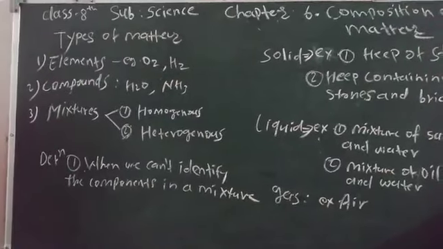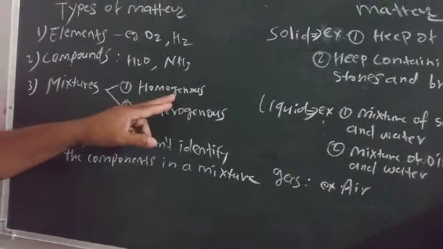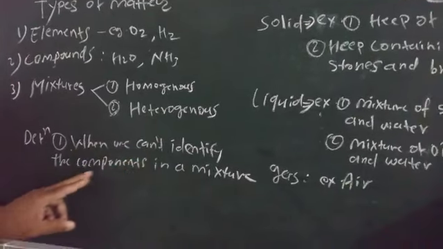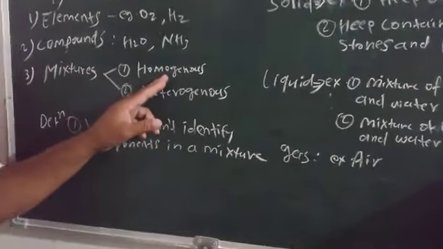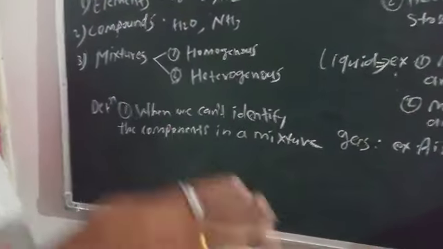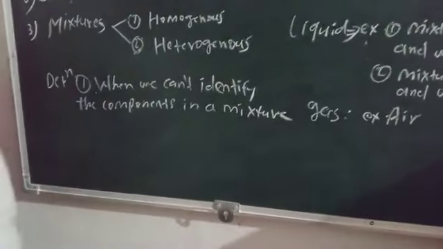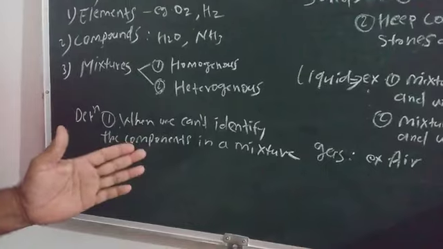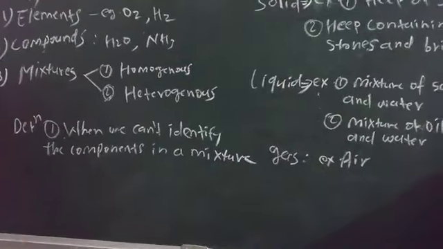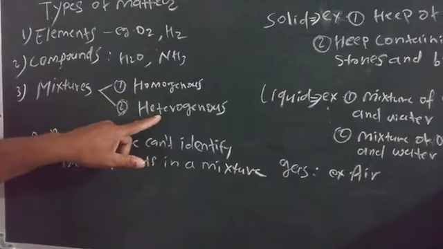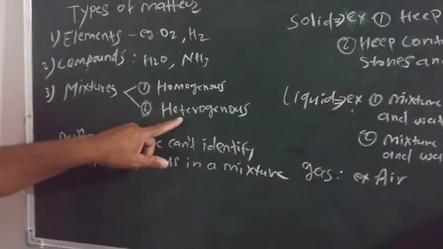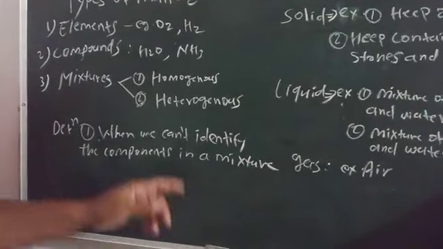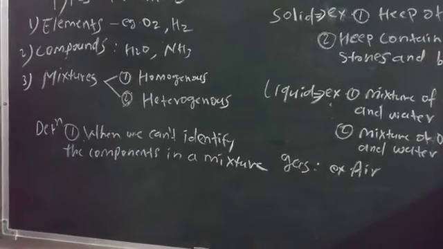So students, we can define the homogeneous mixture like this: when we can't identify the components in a mixture, it is called homogeneous, and when we can identify the components in the mixture, it is called heterogeneous. Salt is totally dissolved in the water, therefore we can't identify it, so this is called homogeneous. And soil or sand has not completely dissolved in the water, therefore we can identify and separate the soil from the water, so that is called a heterogeneous mixture.